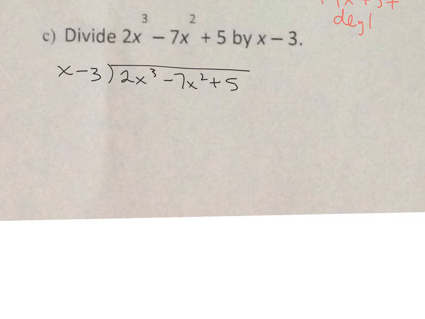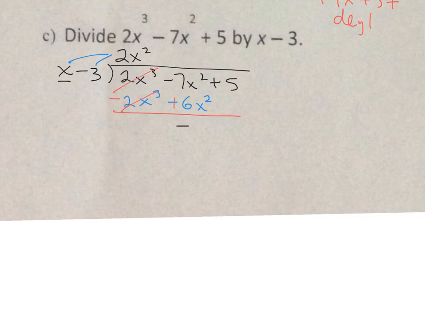So 2x cubed divided by x is 2x squared. Multiply that out and you get 2x cubed minus 6x squared. Draw your line, change the signs. And that gives you negative x squared plus 5. Time to divide again. Negative x squared divided by x is negative 1x. Time to multiply.